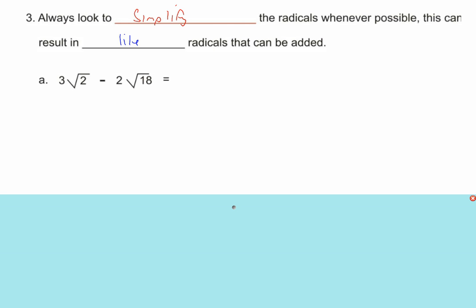So when we look to simplify and we say, oh, an 18 is a 2 times 9, and we all know the square root of 9 is 3 because a 9 is a 3 times 3, a 3 times itself 2 times. So now can we add them? Oh yeah. 3 of them minus 6 of them gives you a grand total of negative 3 of them, right?